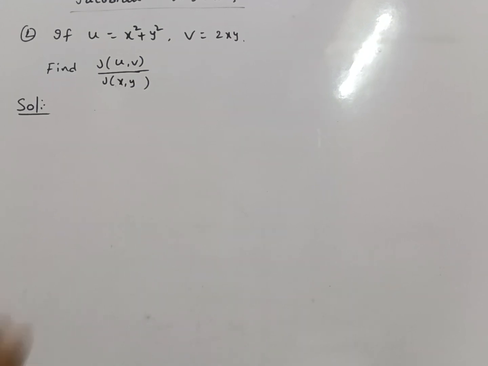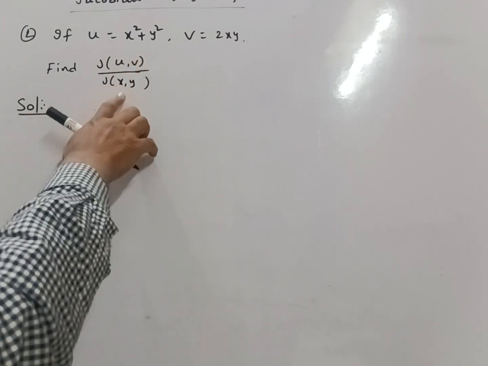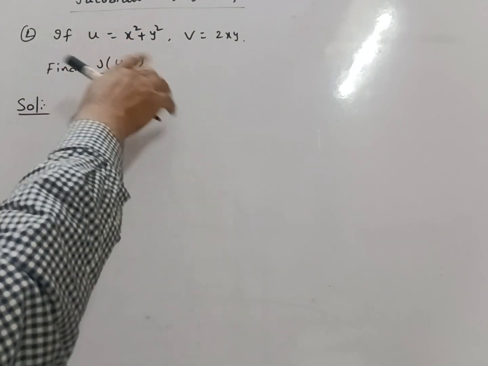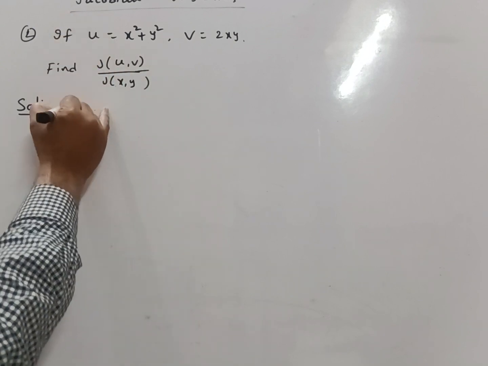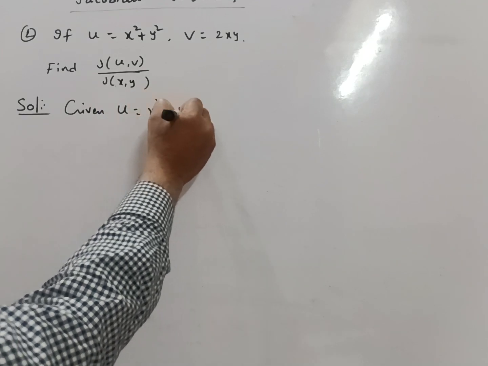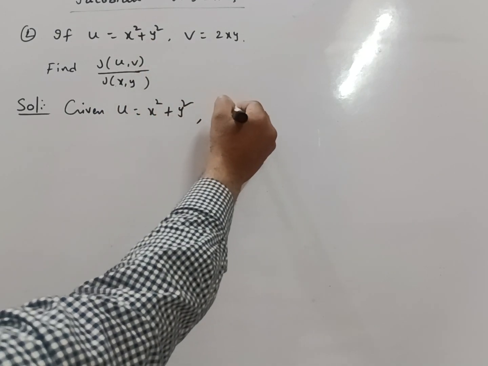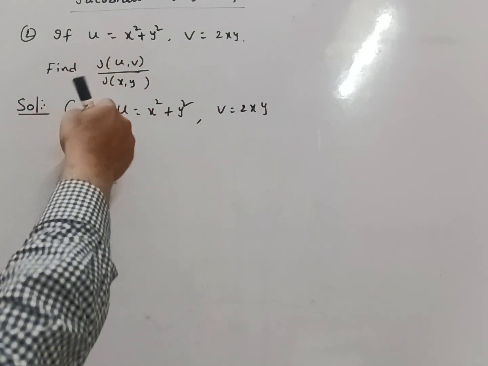Next problem: if u is equal to x square plus y square, v is equal to 2xy, find dou of u comma v by dou of x comma y. It's a small problem. It came for 2 marks, correct? So what we have to do: solution, given u is equal to x square plus y square, then v is equal to 2xy. So he's asking dou of u comma v by dou of x comma y.